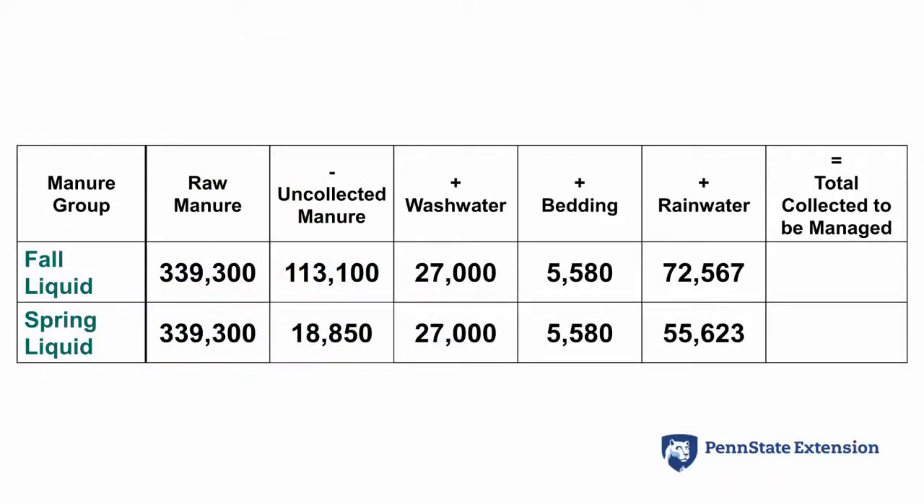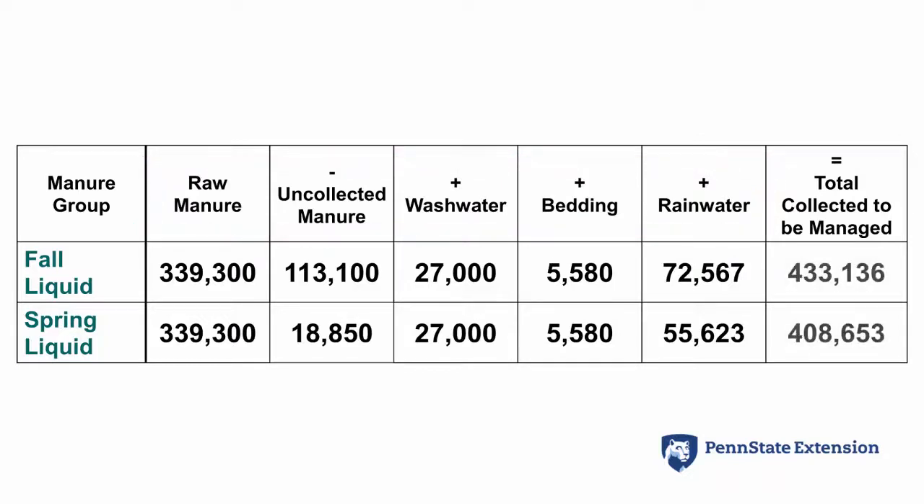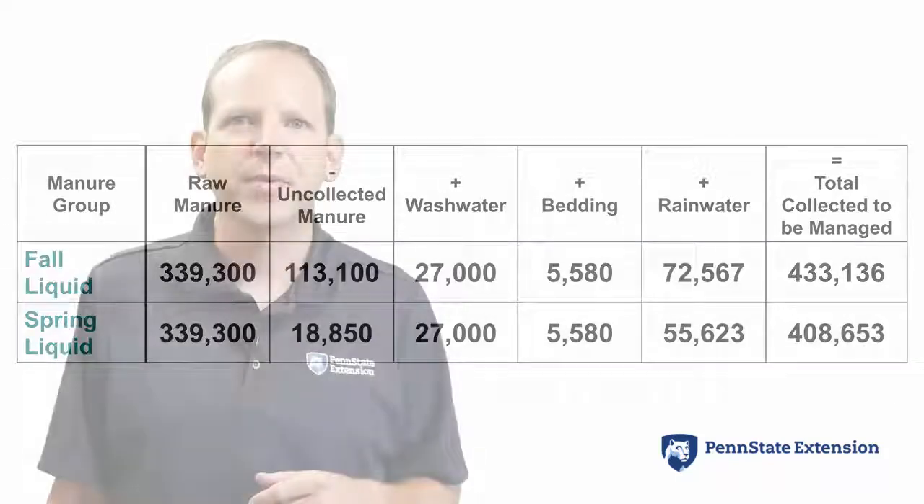Now we can calculate the total amount of manure generated for each manure group, which is the raw manure production minus the uncollected manure plus the wash water plus the bedding plus the rainfall addition. We have 433,136 gallons of manure accumulating for the fall manure group and 408,653 gallons for the spring manure group.